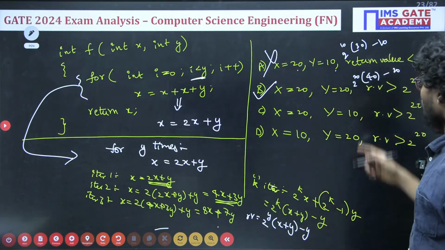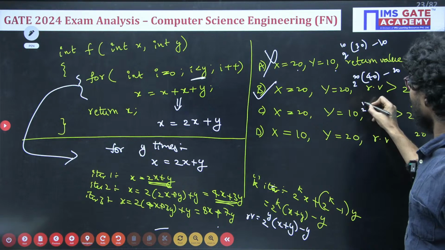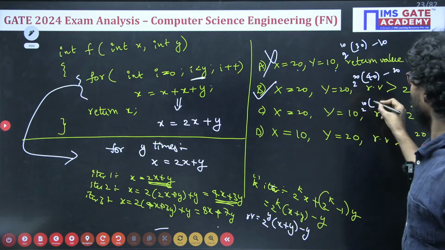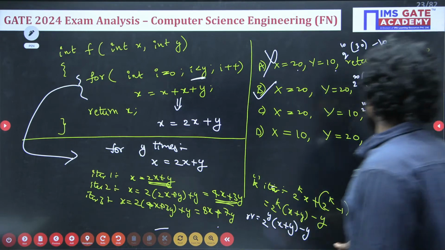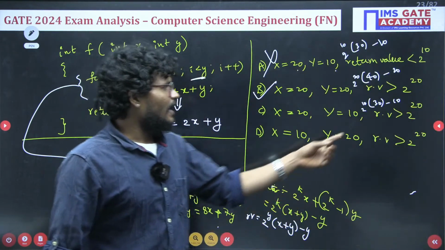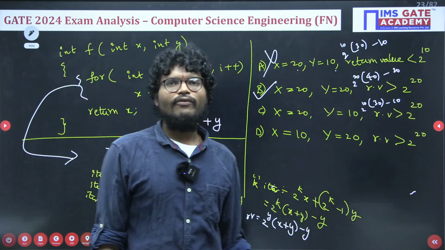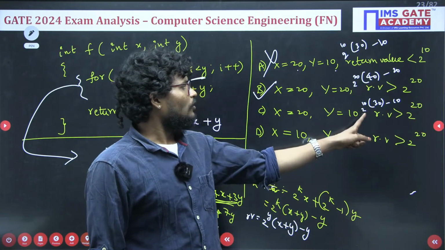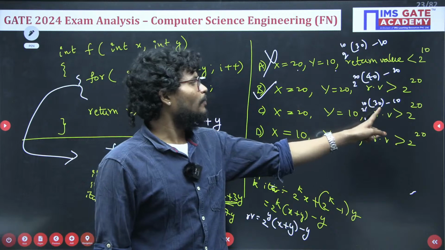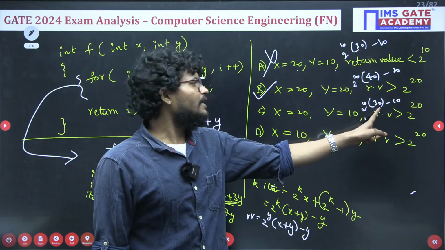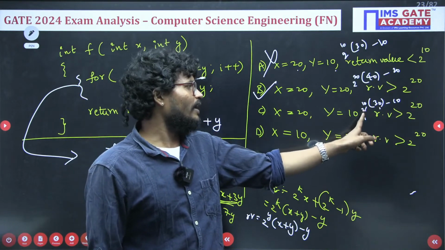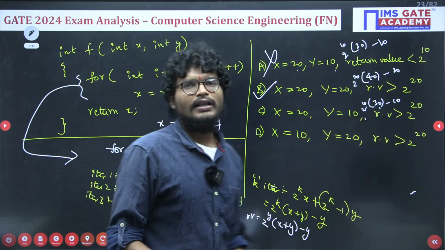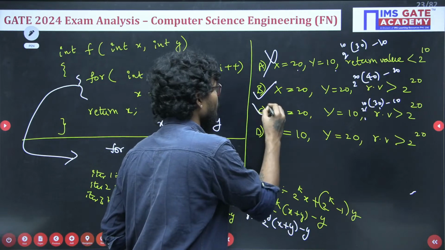And then we have here 2 raised to 10 into 10 plus 20, 30 minus 10. So you see here they are saying the return value is greater than 2 power 20, which is false here. So we have 2 raised to 10, which is multiplied with a very small number, that is 30 here, which is less than 2 power 5 also. So there is no comparison between 2 power 15 and 2 power 20. Therefore option C is wrong.